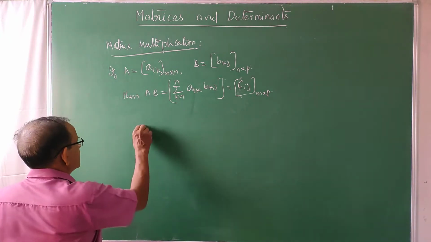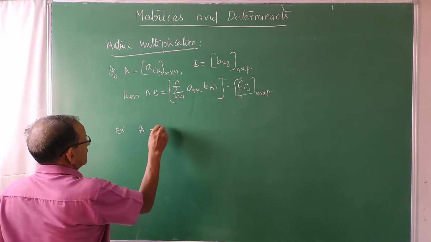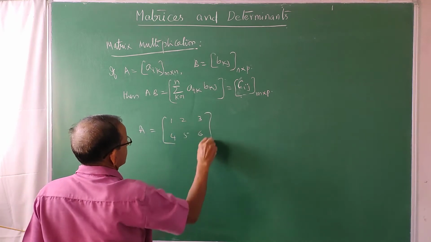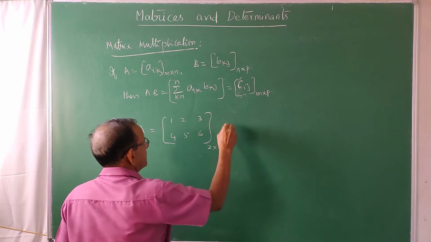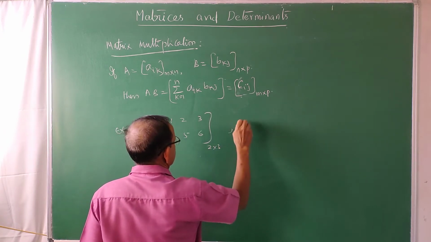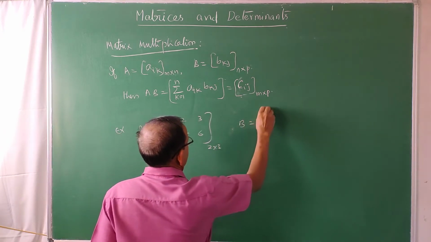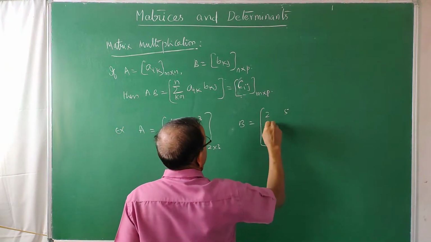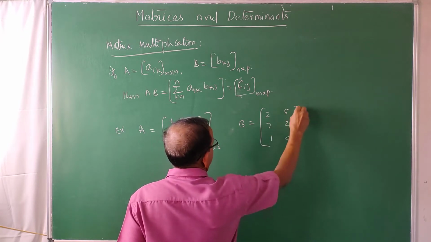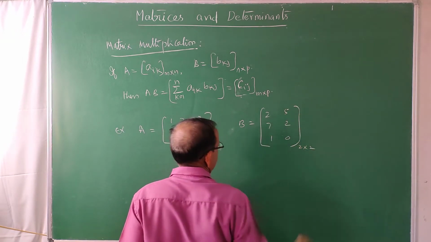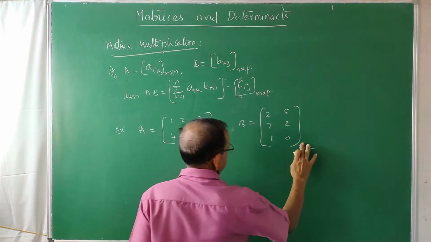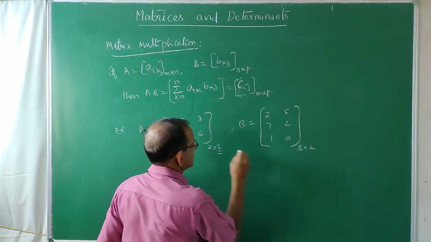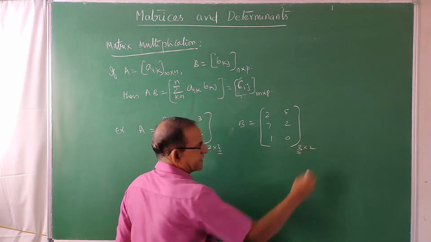For example, A is equal to 1, 2, 3, 4, 5, 6. This is a 2 by 3 matrix. Then B is equal to, 3 rows must be there, 2, 5, 7, 2, 1, 0. Sorry, this is 3 by 2. 3 rows and 2 columns are there. The 3 must be common. So you will get a 2 by 2 matrix finally.